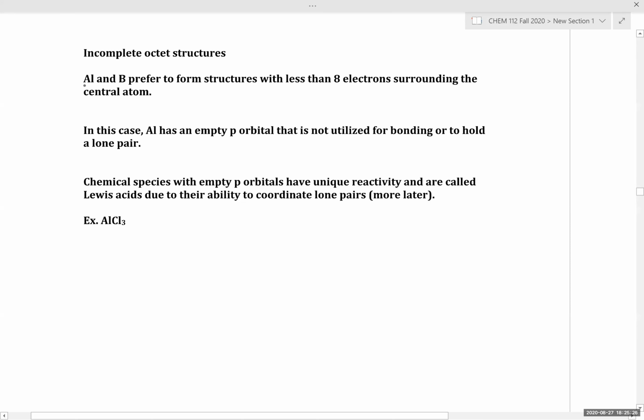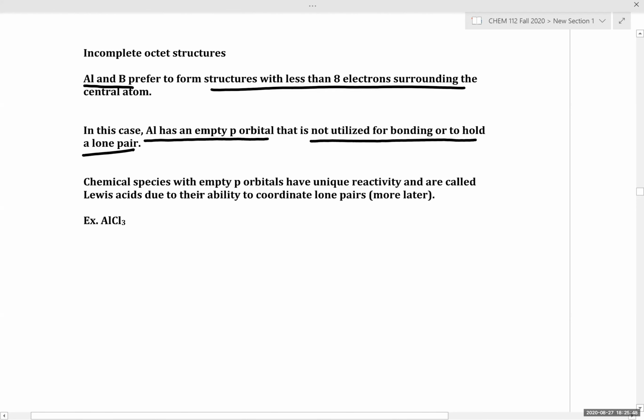So aluminum and boron, which are typical incomplete octet structures, prefer to form structures with less than 8 electrons. Now the interesting thing about these incomplete octet structures is that they have an empty p orbital that is not utilized for bonding or holding a lone pair.